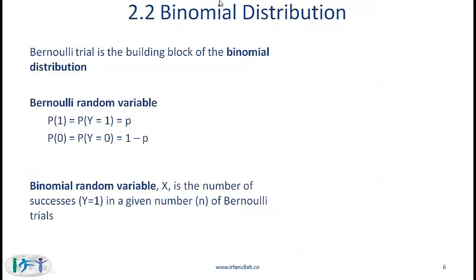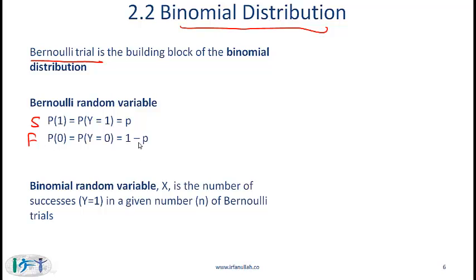Now let's take a look at the binomial distribution. Before we understand the binomial distribution, we need to understand the building block of the binomial distribution, which is a Bernoulli trial. A Bernoulli trial is a very simple trial or experiment where you can have two possible outcomes, success and failure. Generally, success is denoted by 1 and failure is denoted by 0. There needs to be a certain probability of success, which is denoted by small p, which means the probability of failure is 1 minus p.